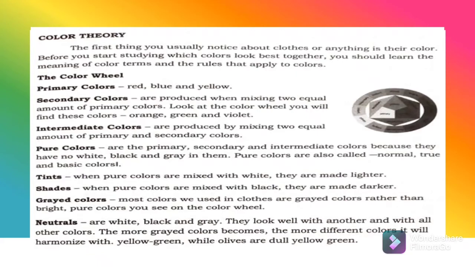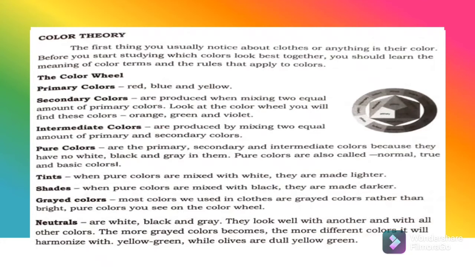Tints. When pure colors are mixed with white, they are made lighter. Example, you mix red with white, it will turn pink. Shades. When pure colors are mixed with black, they are made darker. If you add black to red, it will turn darker and produce the color maroon. Gray colors. Most colors used in clothes are gray colors rather than bright.